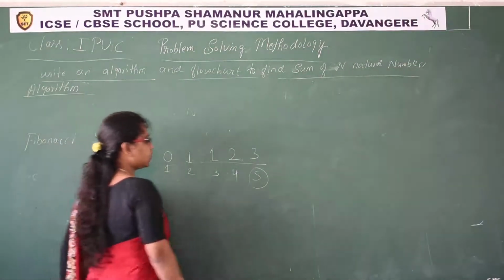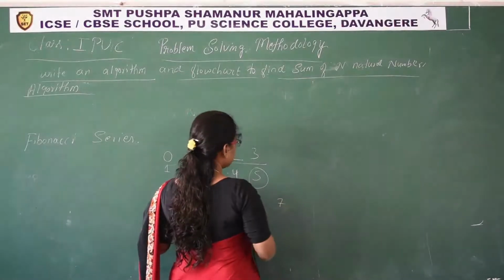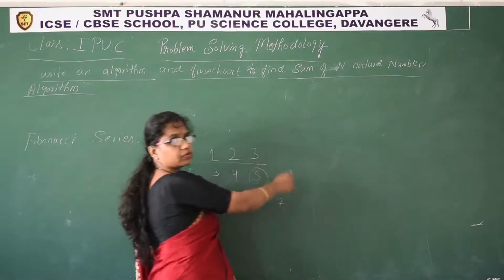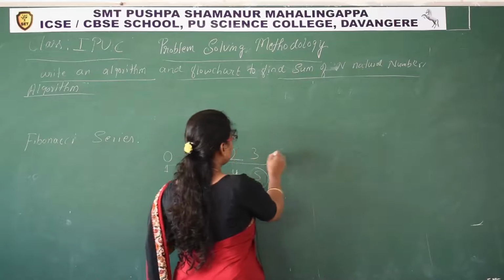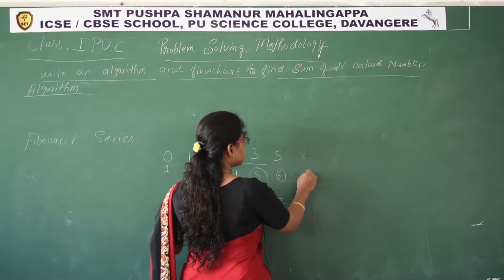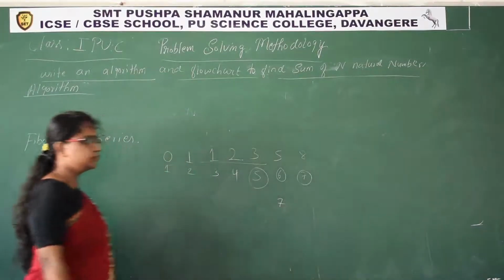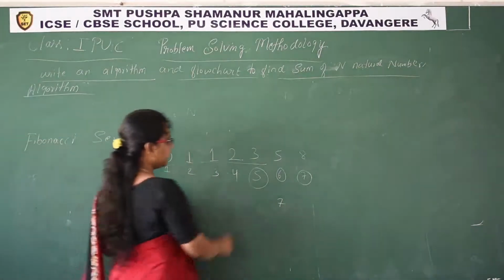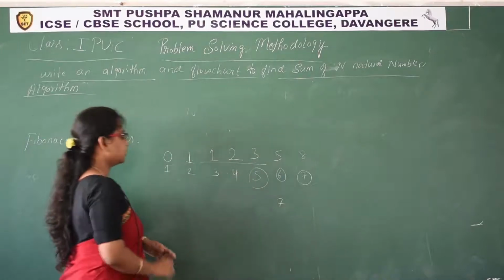If n value is 7, the seventh Fibonacci number, 2 plus 3, 5. So this is the sixth number. 5 plus 3, 8. This is the seventh number. Okay, so in this way the series has to be generated.